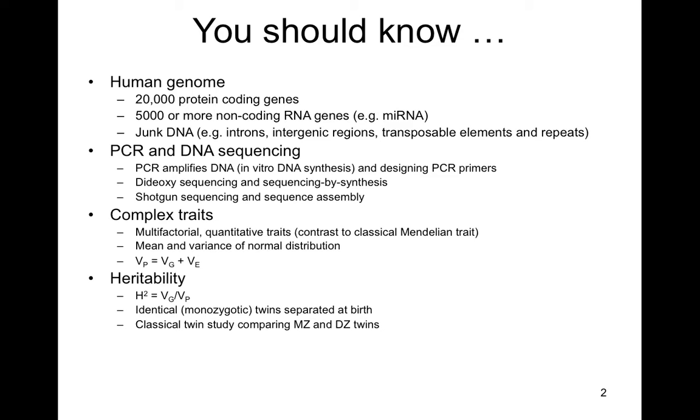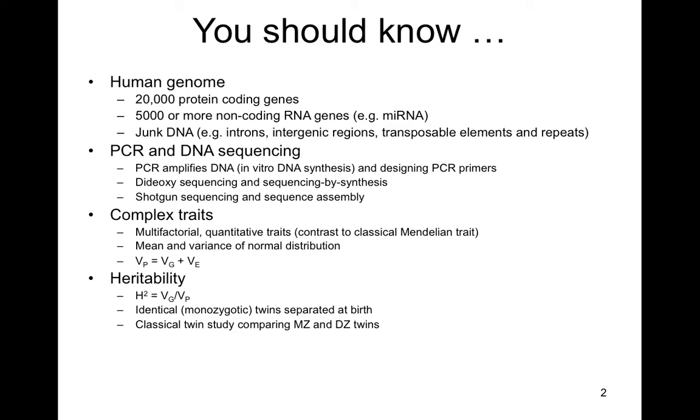We can estimate heritability from twin studies. There are two basic types of twin studies. First, you can study identical or monozygotic twins who are separated at birth. There, heritability equals the phenotype correlation coefficient for the monozygotic twins separated at birth. Intuitively, the greater the heritability, the greater the correlation in the trait for the identical twins separated at birth.